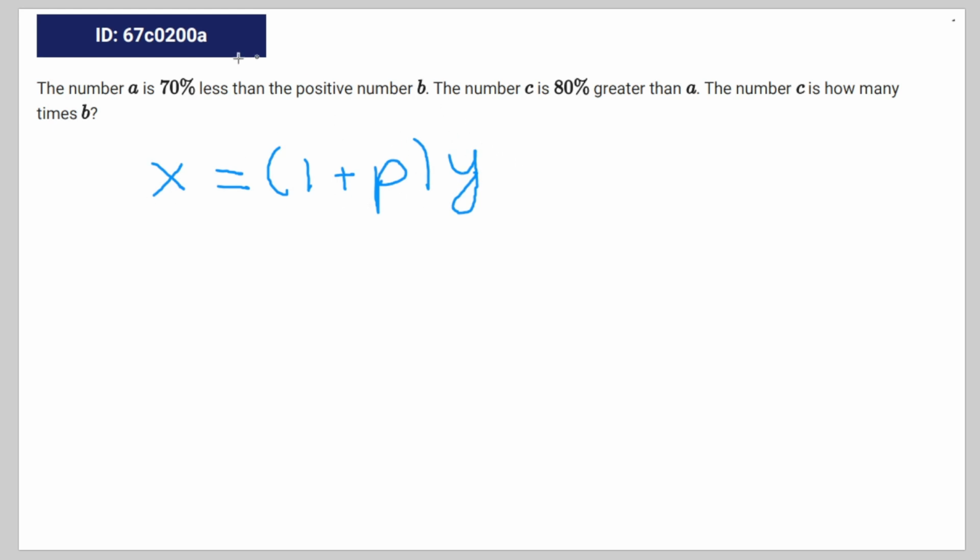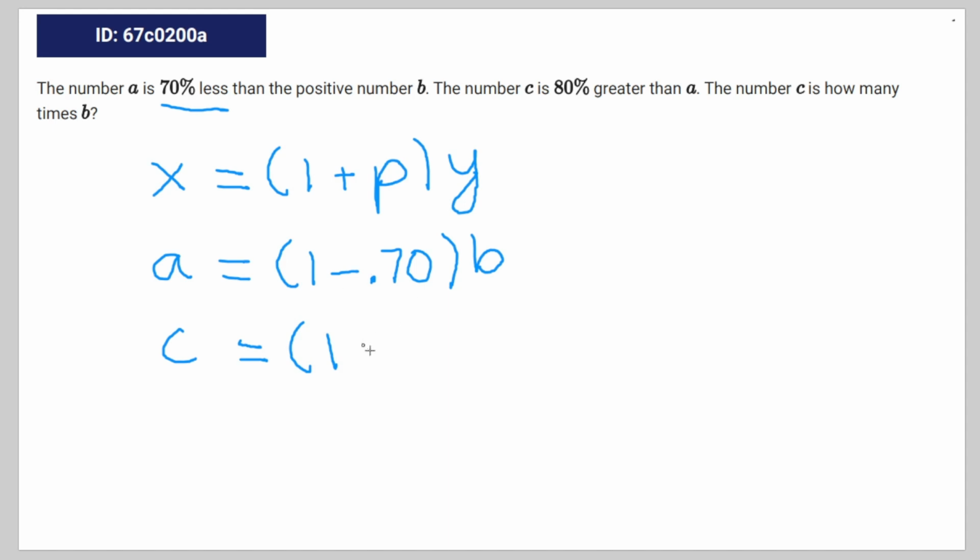Well, in the context of this problem, for example, that's going to be: a is 70% less than the positive number b. That's going to be a is equal to 1 plus the percent difference. In this situation, 70% less, that's going to be minus 0.70 times b. But this question also gives us a second equation to consider. The number c is 80% greater than a, so c is equal to 1 plus the percent difference, so that's 1 plus 0.80 times a.